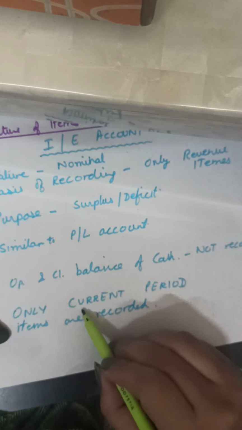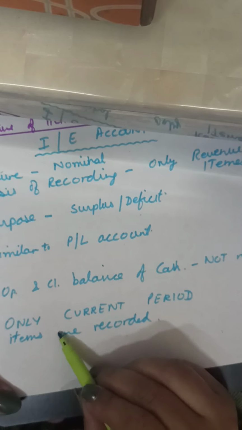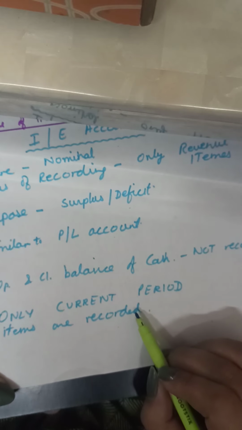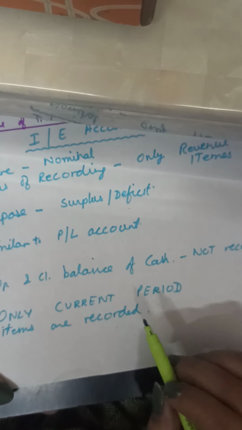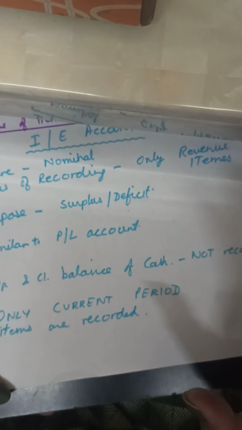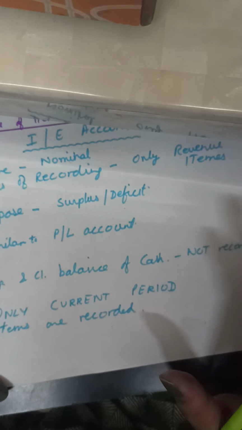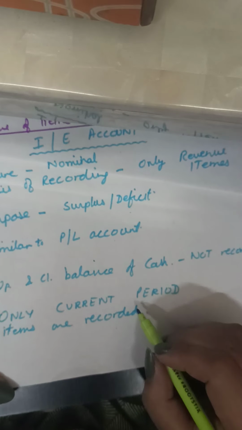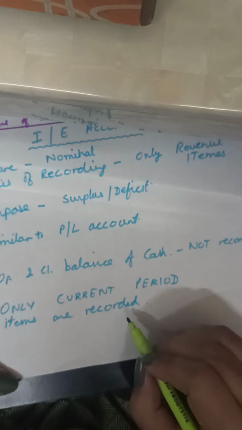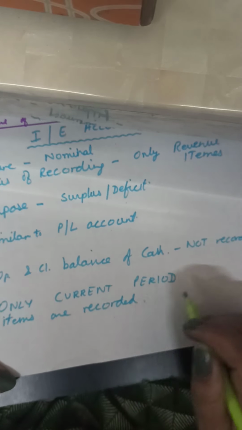And the last, only current period. A very, very important point to understand is that this is prepared only for the current period. That means the items of the income and expenditure account pertain only to the current year. So items of previous or future years are ignored. They do not find place here. We have to take only the current accounting year items in consideration in this account. So all other items are ignored.